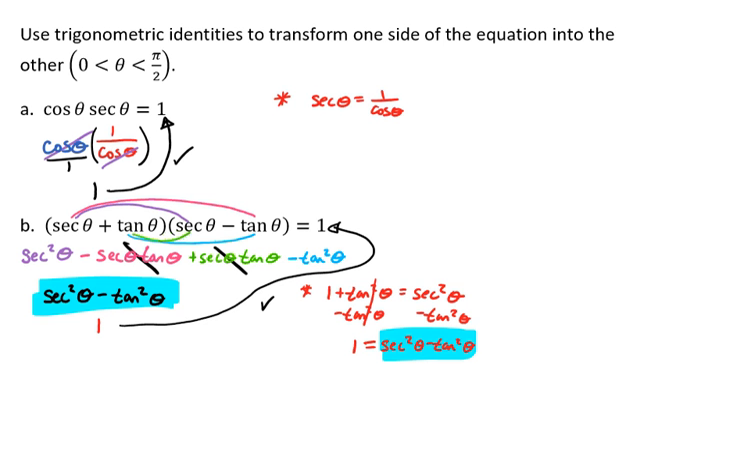Whenever I have a sine squared or a cosine squared or a secant squared or a cosecant squared or a cotangent squared, any of those things squared, I first look to my Pythagorean identities to see, can I use one of those?